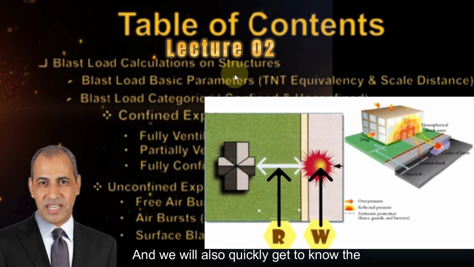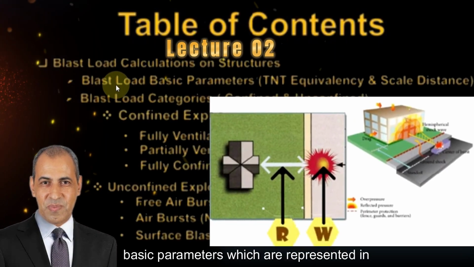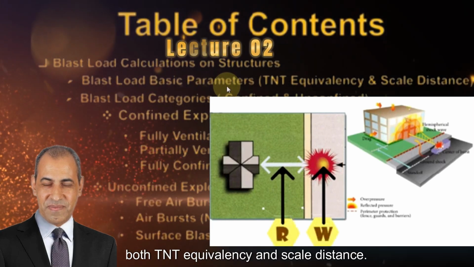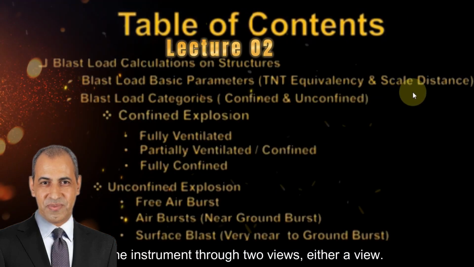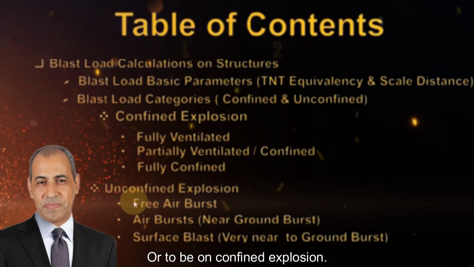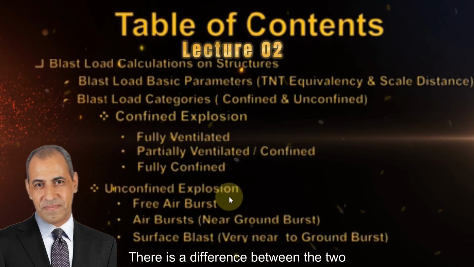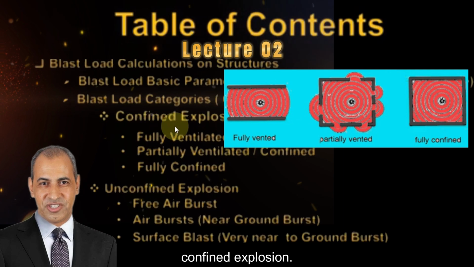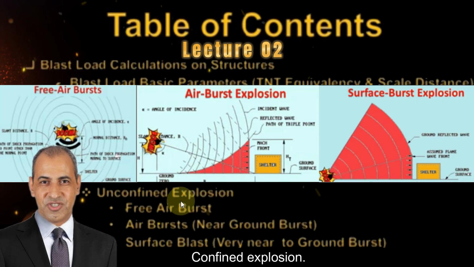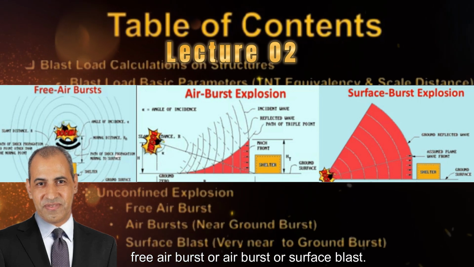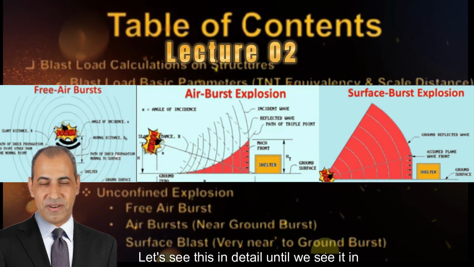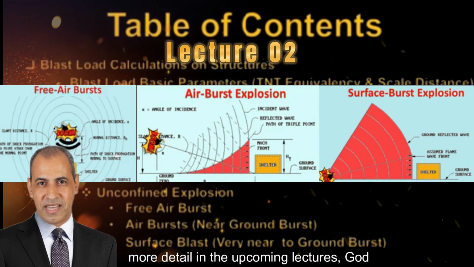And we will also quickly get to know the basic parameters, which are TNT equivalency and scale distance. Then we see the types of loads that come on the structure through two views: either a confined or an unconfined explosion. There is a difference between the two. A confined explosion can be fully ventilated, partially ventilated, or fully confined, but the unconfined explosion is the explosion outside the building, either a free air burst or a surface blast. Let's see this in detail in the upcoming lectures, God willing.